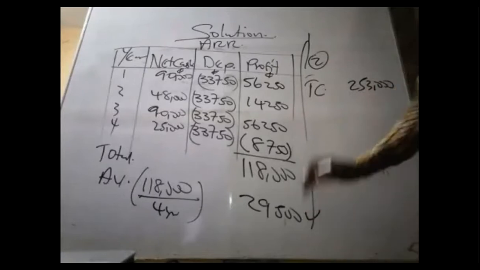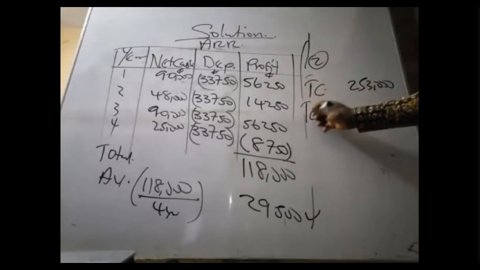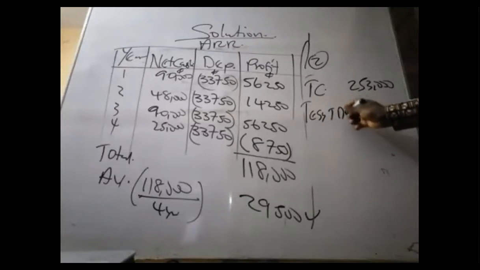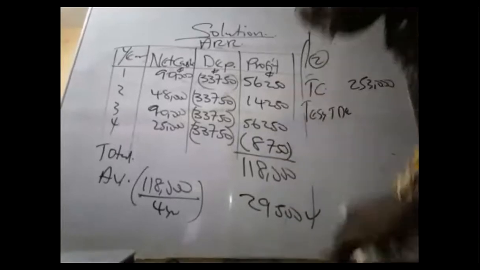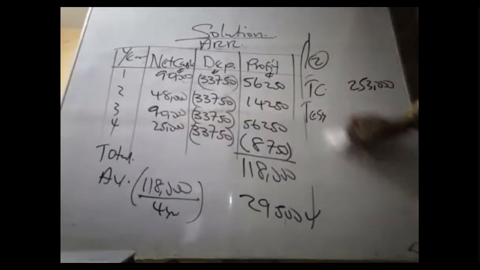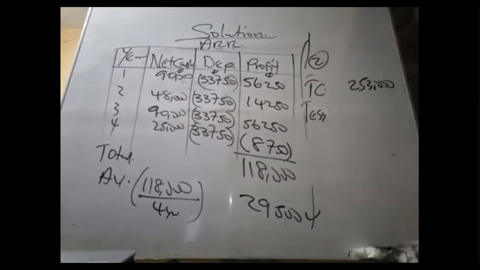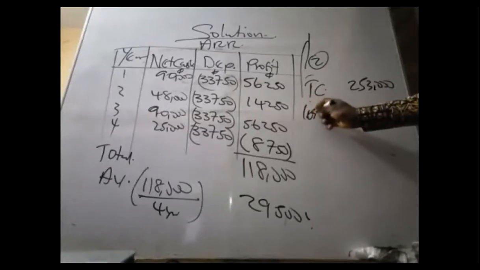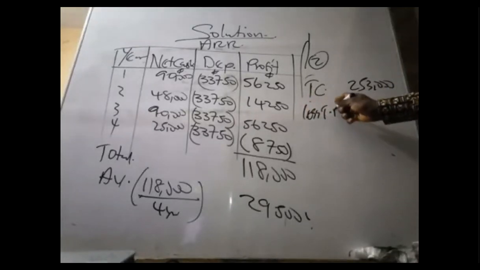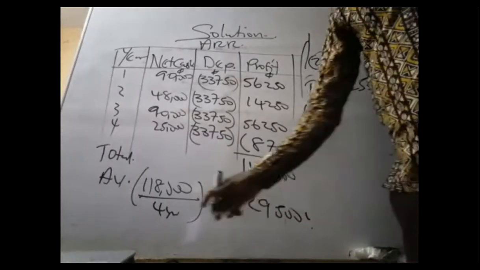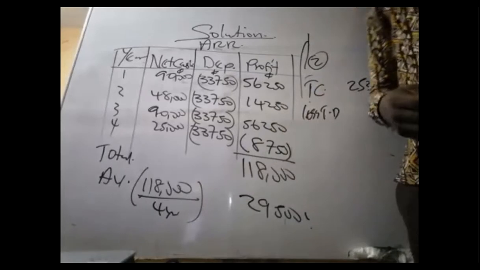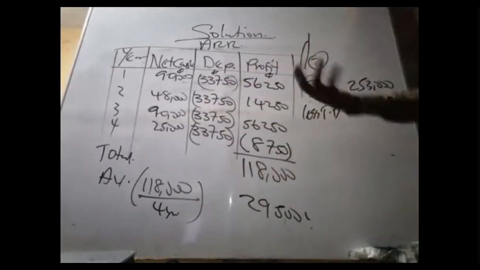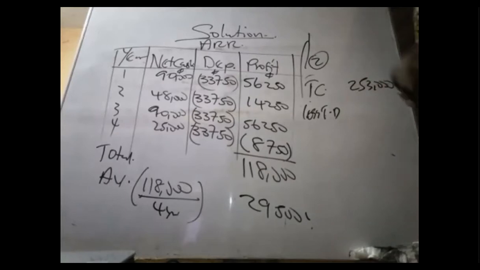Tell the examiner, less total depreciation. Total depreciation is nothing but what we call the depreciable amount, the amount that will suffer depreciation. Don't even worry yourself to calculate depreciation for a year and multiply by 4 years. No, don't do that. It's a long process. The depreciable amount is the part of the asset that will suffer depreciation.